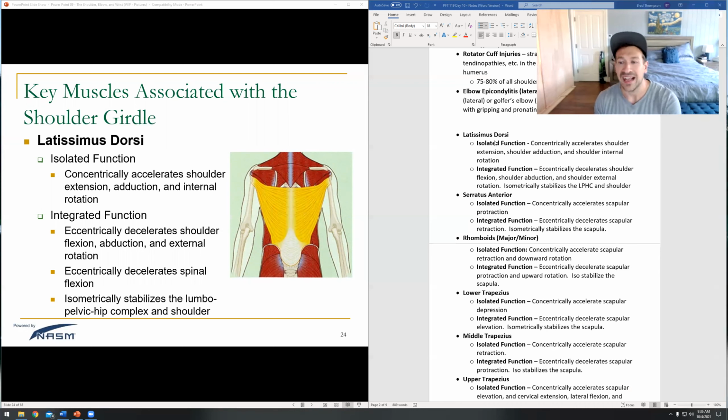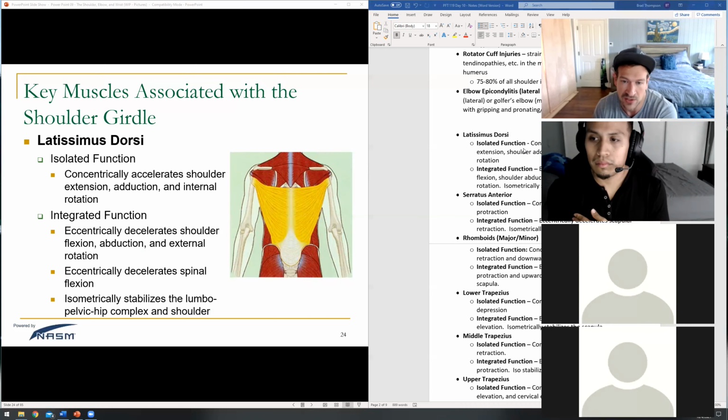So the lats are in charge of three things. This is, by the way, why this muscle gets so overactive. Number one, it's huge. Number two, it's got a lot of connective tissue. But number three, and probably most importantly, it just does a lot of stuff. The more stuff a muscle does, the more likely it is to get overactive.